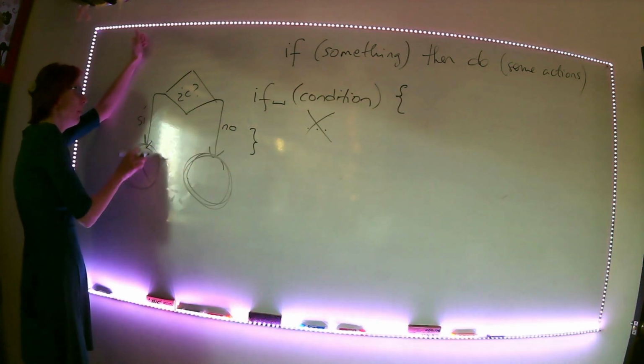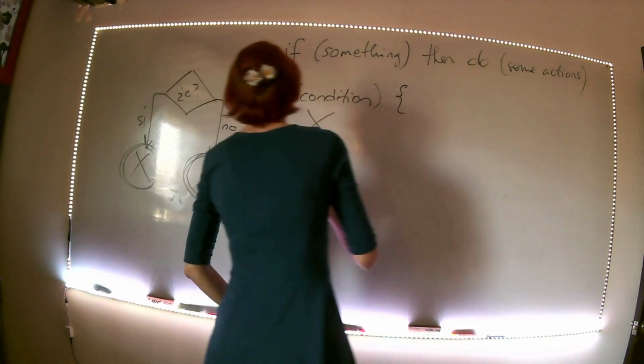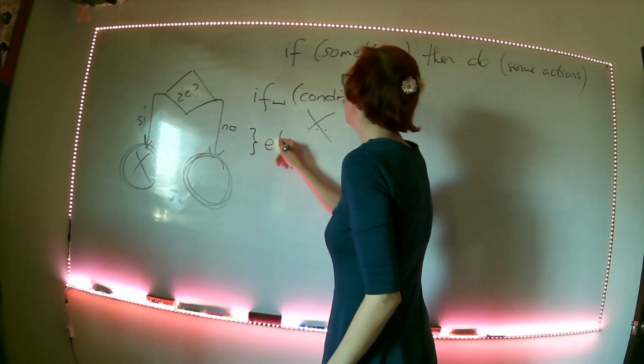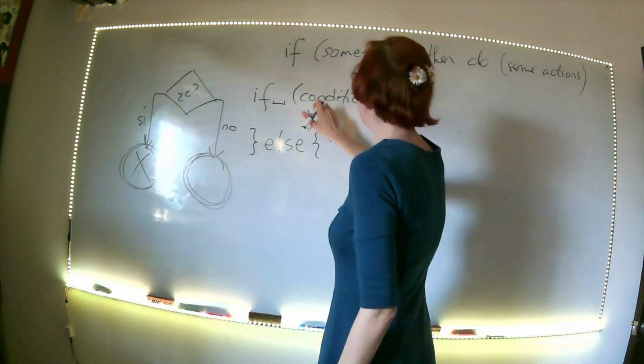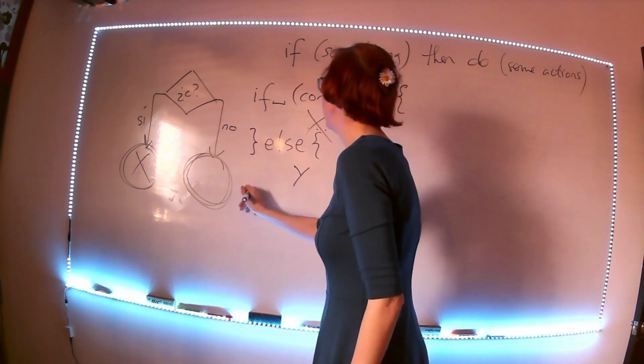If I want to do something when the condition is true and something when it isn't, what I will do is I will add here an otherwise clause. If this condition is fulfilled, do X. Else, do Y.